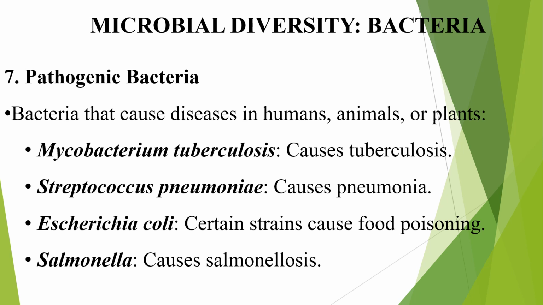7. Pathogenic bacteria. Bacteria that cause disease in humans, animals or plants. Mycobacterium tuberculosis causes tuberculosis. Streptococcus pneumoniae causes pneumonia. Escherichia coli, certain strains cause food poisoning. Salmonella causes salmonellosis.